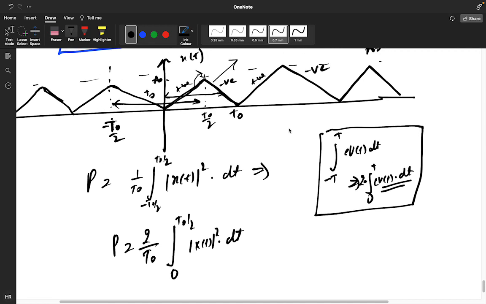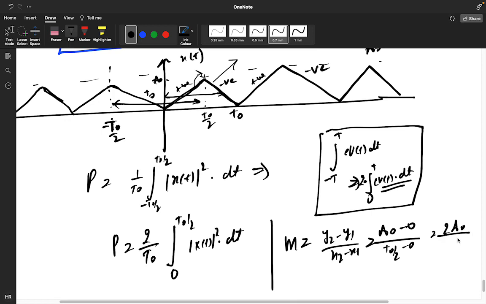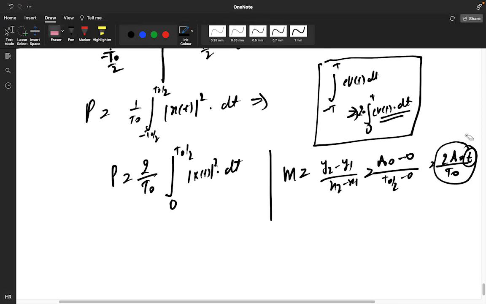So what will be the equation of this? This is a y equals mx plus c curve. So what is the slope? M is y2 minus y1 divided by x2 minus x1. So y2 is a naught and y1 is 0, and x2 is t naught by 2 and x1 is 0. So what we are getting? 2 a naught by t naught into t. This is my slope.